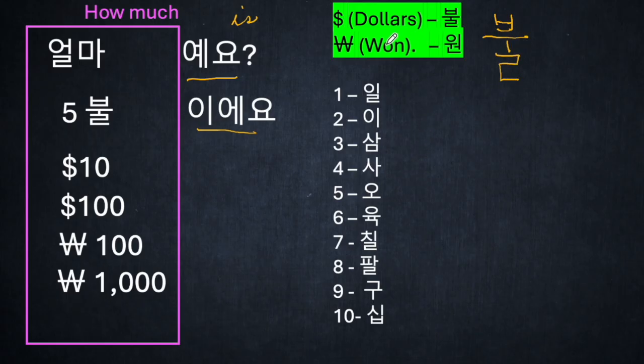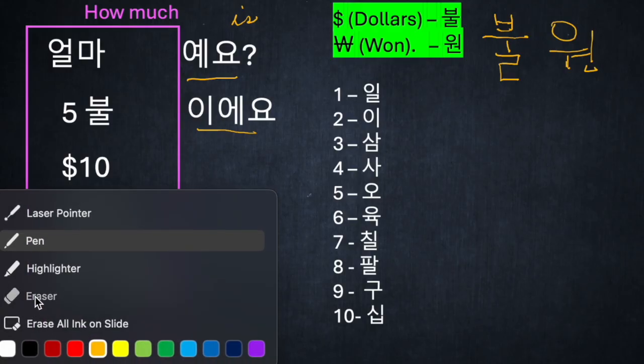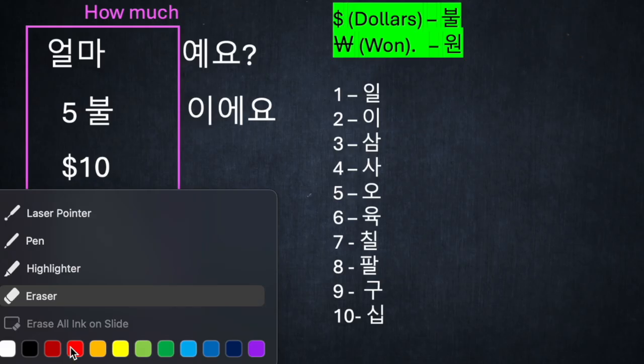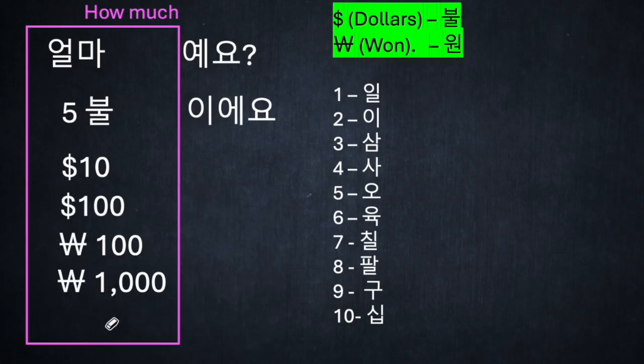In Korean, currency is won. My last name is Won. Joanne Won. Like number one, won. That's it. Okay, 불 and won. That's something you want to memorize. Okay, and these are the numbers we just went over. 1, 2, 3, 4, 5, 6, 7, 8, 9, 10.